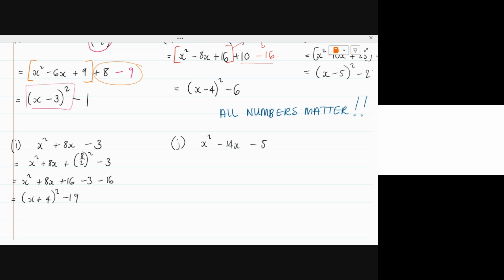Well done. And then let's look at this one over here. x squared minus 14x plus, open brackets, negative 14 divided by 2, all squared, minus 5. This will give us x squared minus 14x plus 49 minus 5 minus 49. This part here is a perfect square, so we're going to get x minus 7 all squared. Negative 5 minus 49 is negative 54. And there we go.